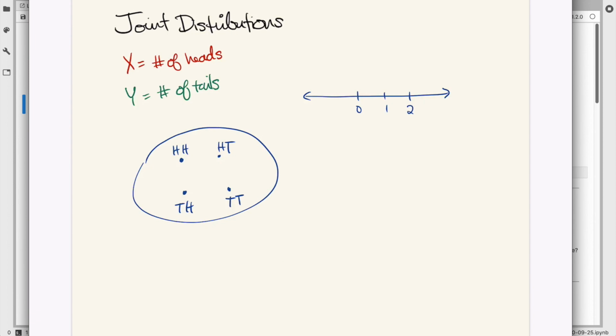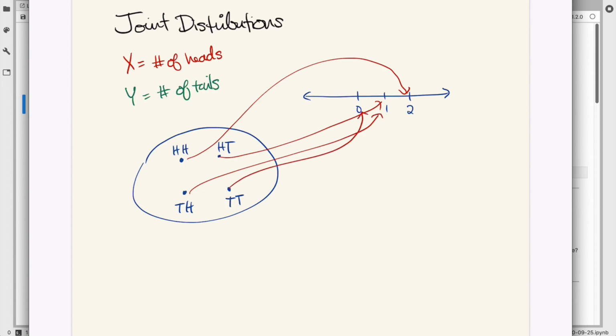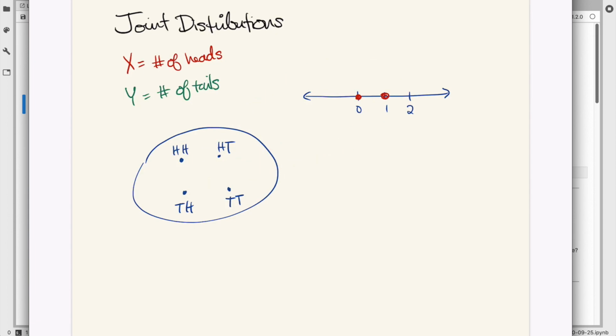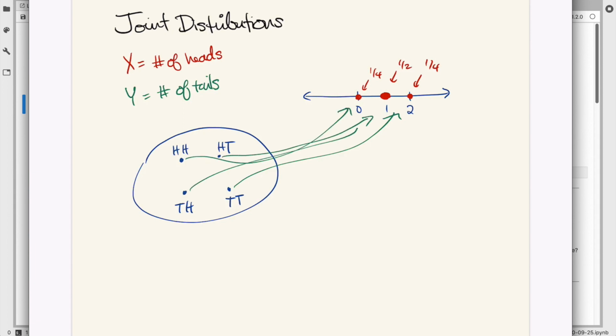For example, x maps this outcome to 2. It maps this outcome and this outcome to 1, and it maps this outcome to 0. So it pushes forward each 1/4 probability mass to a location on the number line, and we obtain the distribution of x. It's probability 1/4 here, 1/2 here, and 1/4 here. Y has the same distribution, but the masses come from different places. TT goes to 2, and HH goes to 0, and both of these outcomes go to 1.